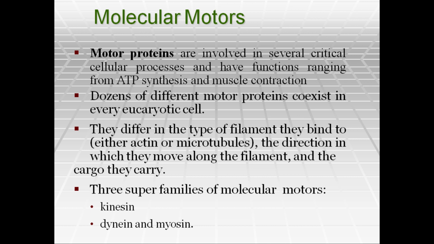Dozens of different motor proteins coexist in every eukaryotic system, but they differ in the types of filament they bind, for example, actin or microtubule, the direction in which they move along the filament, and the cargo they carry. The superfamilies of molecular motors are kinesin, dynein, and myosin.